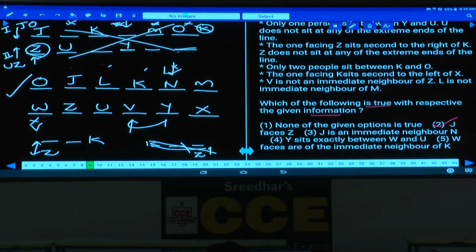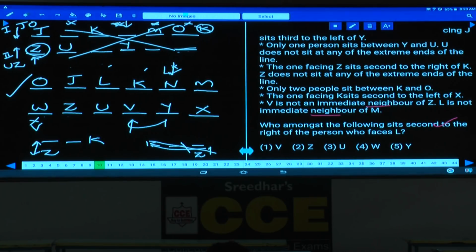Then question number 10. The 10th one: who among the following sits second to the right of the person who faces L? Now tell me who is facing L? U is facing L. And who is seated second to the right of U? Y. Y, that is choice 5.